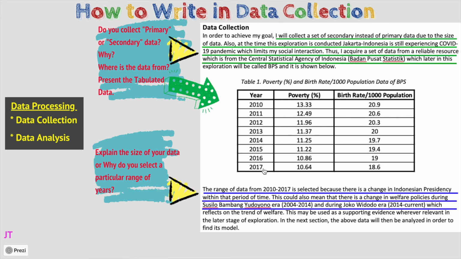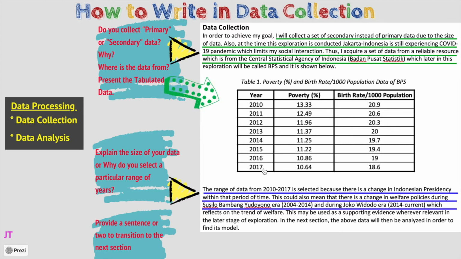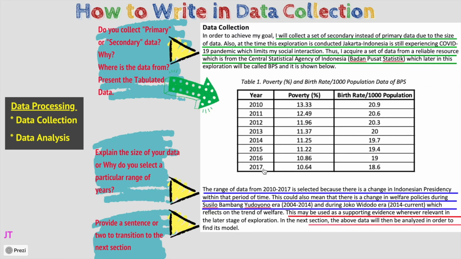So always write an explanation of why you select that number of years or that amount of data. Put that in. The clearer your IA, the better. And when you end a section, try to put a sentence or two to help transition from one page to another. So there you go, data collection. Now moving on to the next step, which is data analysis.